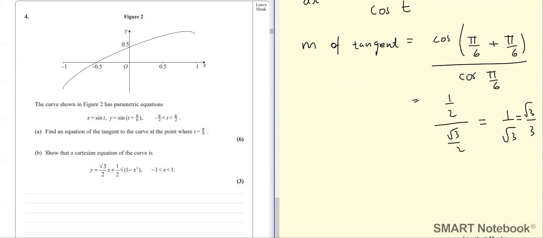What else do I need to work out? The equation of a tangent. Can you please talk me through that in the chat?